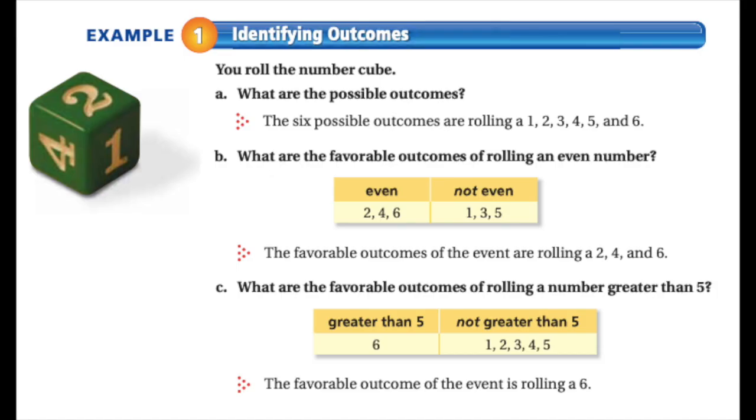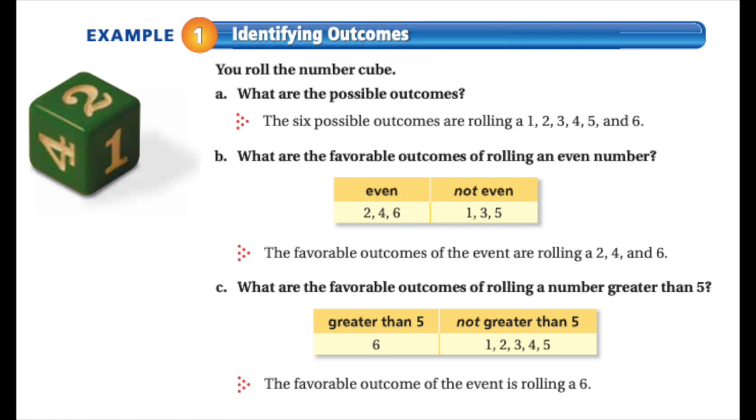So in this next problem, example 1, we are just identifying the outcomes. And so it says you roll a number cube. So obviously a cube has 6 sides. And so all of the options are 1, 2, 3, 4, 5, and 6. Those are the only possible outcomes of rolling this die. And so it lists that under A. What are the possible outcomes? 1, 2, 3, 4, 5, and 6.